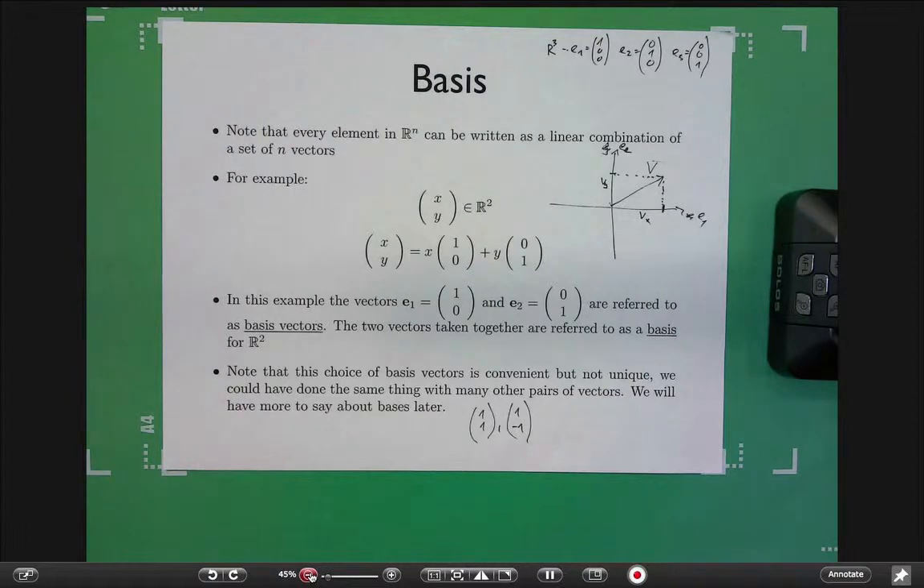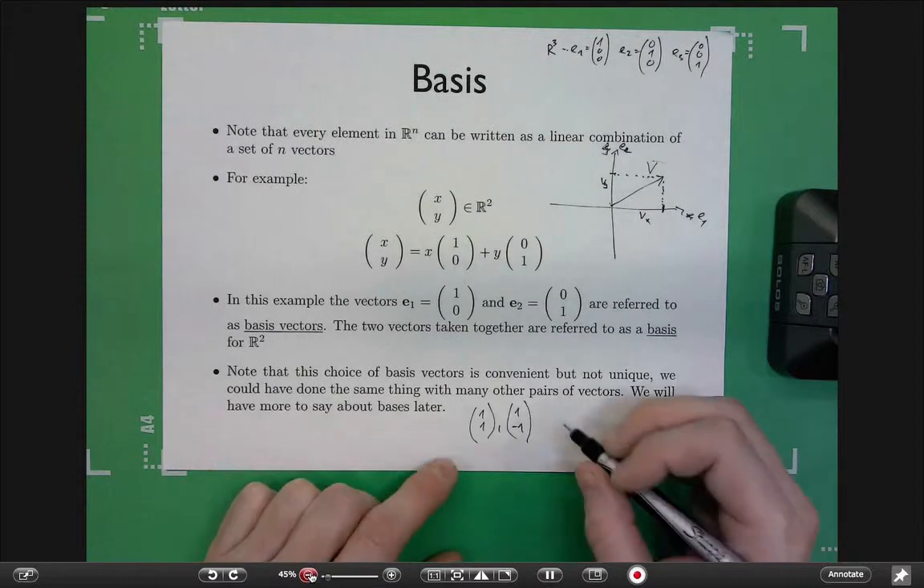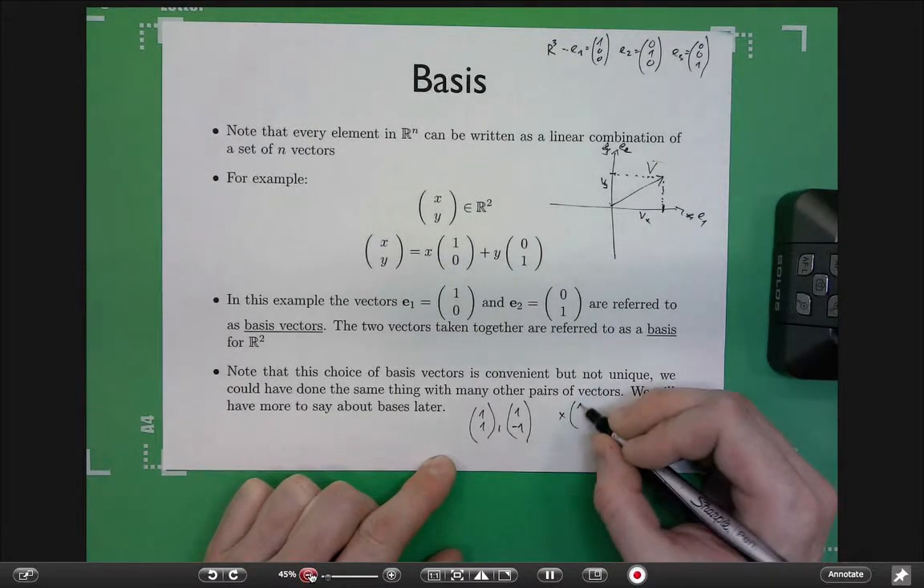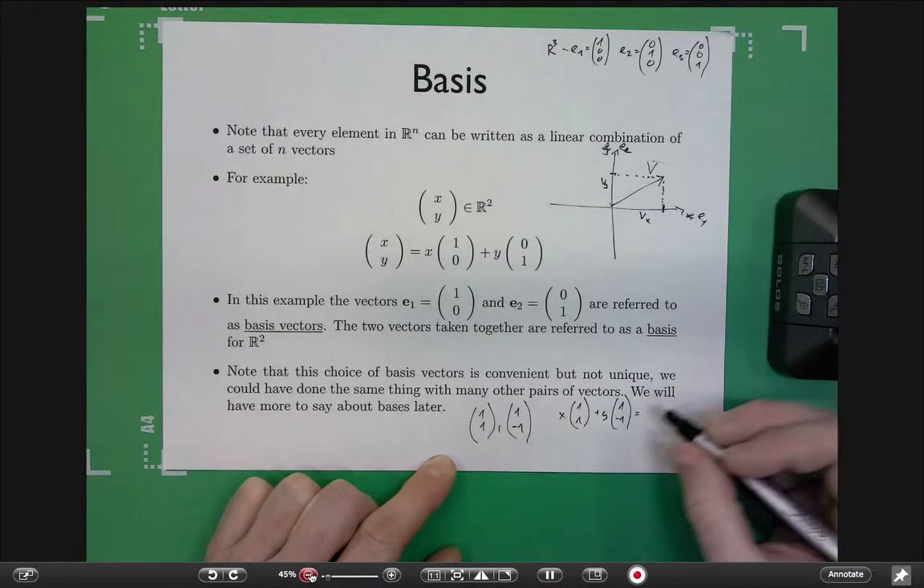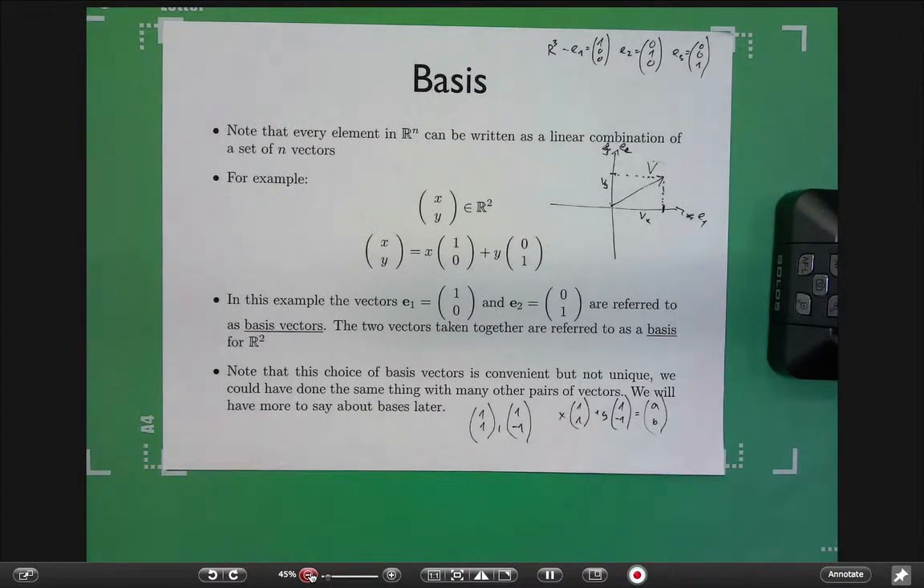Because whenever you give me a vector in R2, I can find coefficients x and y such that for whatever vector you gave me, I can find these x and y's. We could try. Do you trust me on that, or shall I do an example? Maybe let's do an example just to give you a better idea.